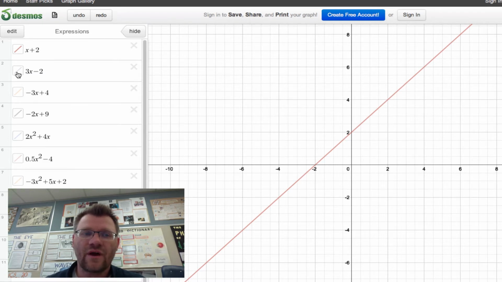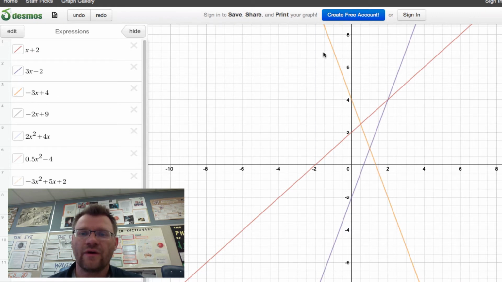If we also graph 3x minus 2, it's still starting in the third quadrant and finishing in the first quadrant. Now, if we graph negative 3x plus 4, that's changed. Now we're starting in quadrant 2, and we're ending up in quadrant 4. And the only thing that's changed between these functions is the fact that we no longer have a positive value in front, we have a negative value in front.